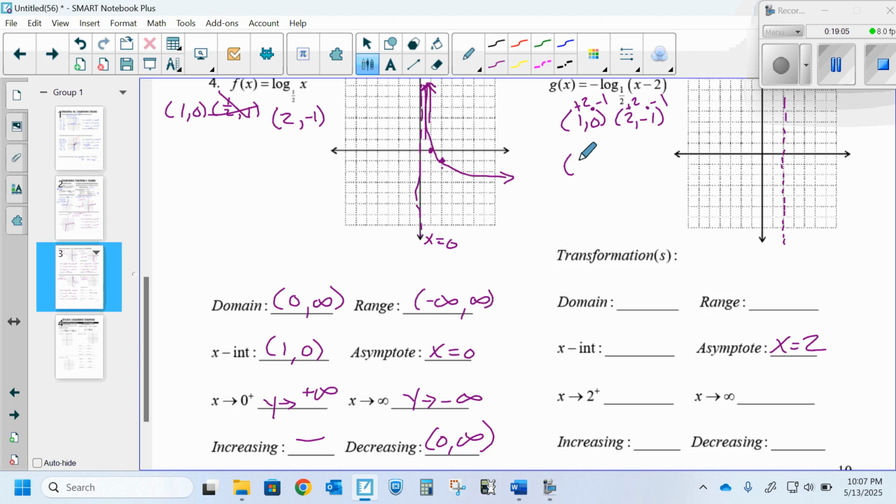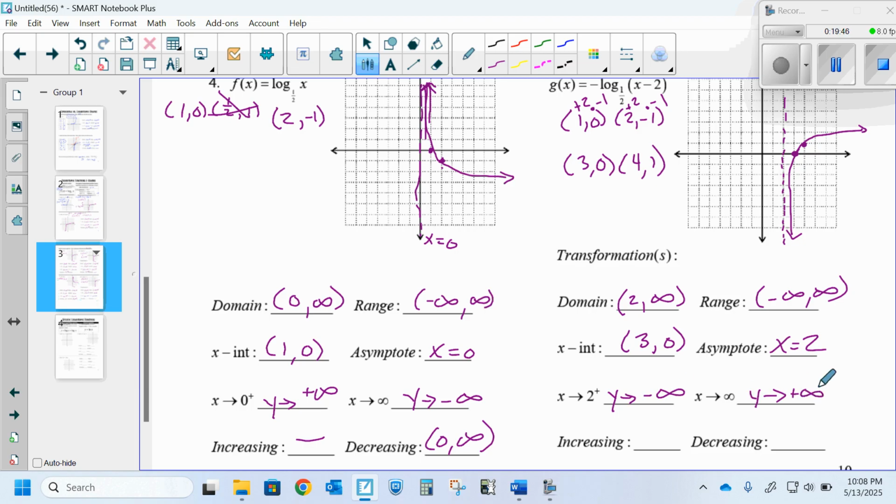All right, so what are our new points here? 3, 0, and 4. Negative 1 times a negative 1 is 1. So 3, 0, and 4, 1. All right, and domain is 2 to infinity. As x approaches 2 from the right, your y value is going down. As x goes to the right, your y value is going up. This is increasing again. So the negative sort of negates, I guess, the fraction that you have on the base. It looks like a normal log base 2 of x minus 2. Okay, all right.